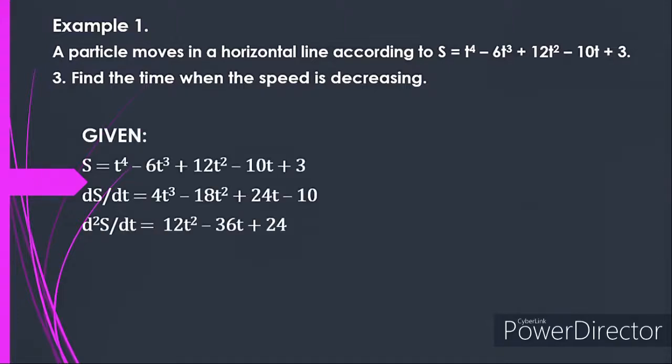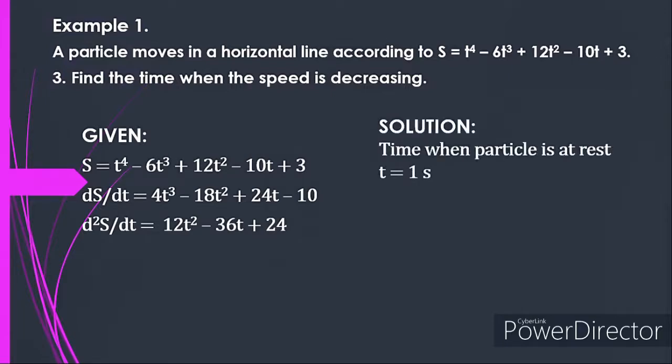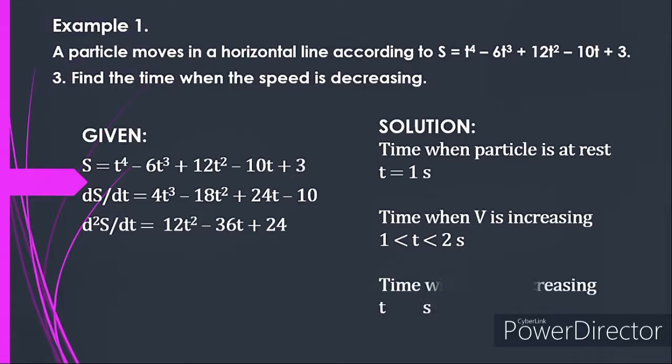So kung kanina, time when the particle is at rest ay 1 second. So doon sa 1 second na time niya, nakarest yung ating particle. Sa time na kung saan ang time is more than 1 second but less than 2 seconds, nag-increase yung velocity natin. Therefore, ang time na kung saan nagkaroon ng decreasing velocity yung isang object or yung particle natin ay nung less than 1 second pa lang yung oras.